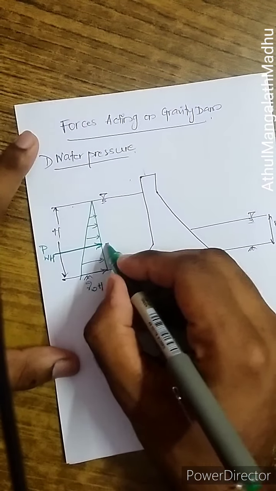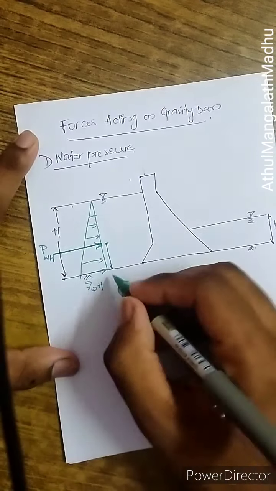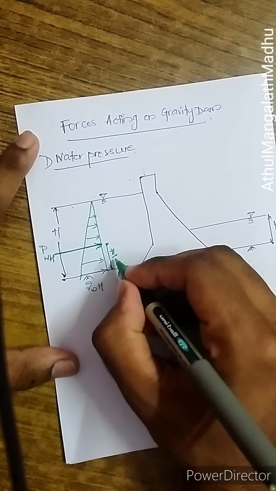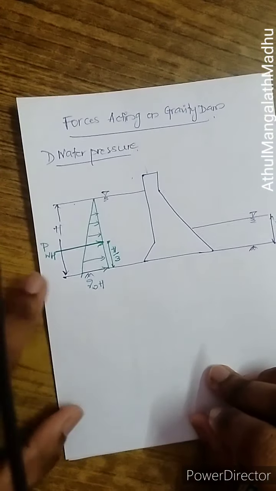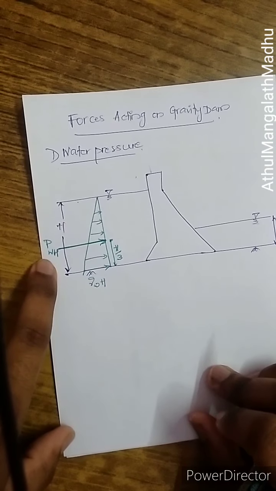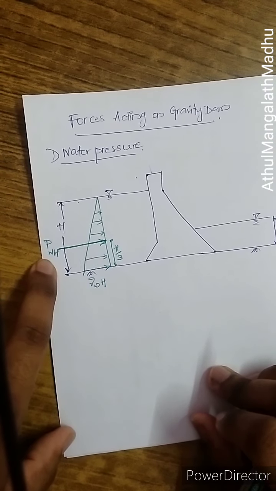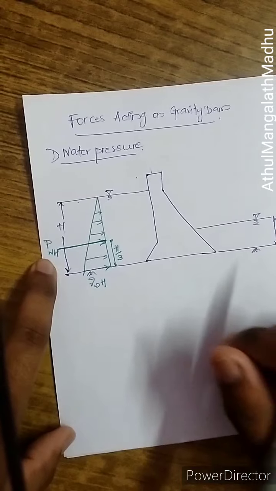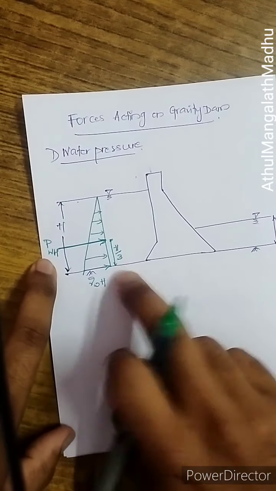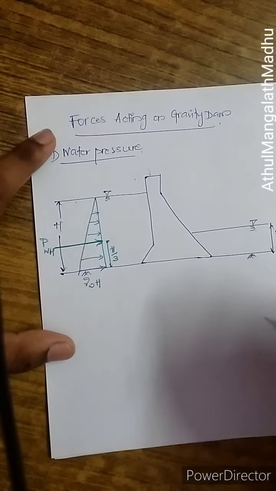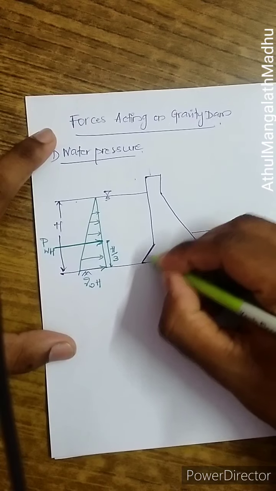Because this is a triangle, it will be acting at a height of H by 3. So you have a pressure PWH, that's the horizontal water pressure on the upstream side, and it will be acting at a height H by 3. Similarly, if you see, you have a slanting face here.